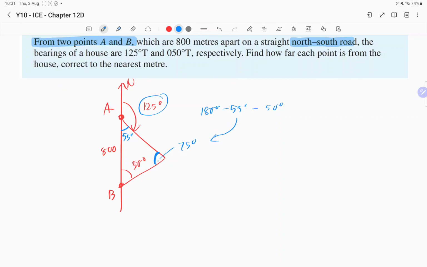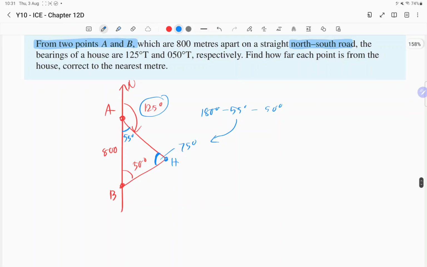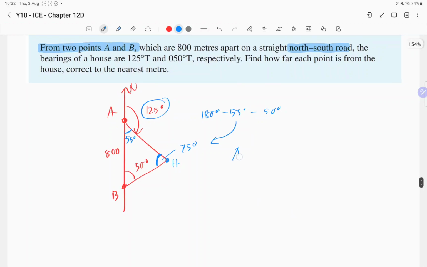Okay, so now we've got the opposite angle, and we need to find how far each point is from the house. Let's say H is the house. So we need to find AH and BH. Using the sine rule, you would have AH over sine of the opposite angle. So again, AH is here, and the opposite angle is 50 degrees.